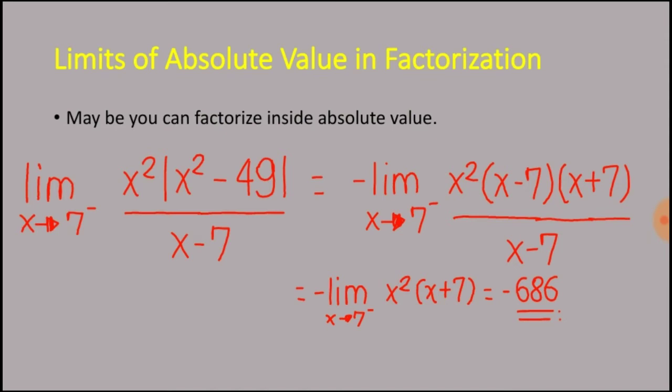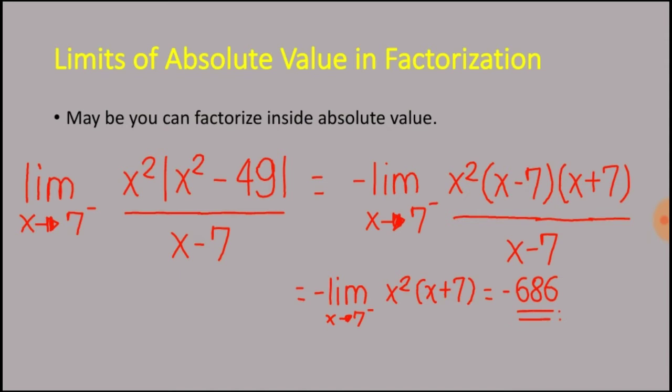Here is the limits of absolute value in factorization. Maybe you can factorize inside the absolute value, which has become at the negative and the positive. But during the positive, if there's no left and no right, it must be doesn't exist.